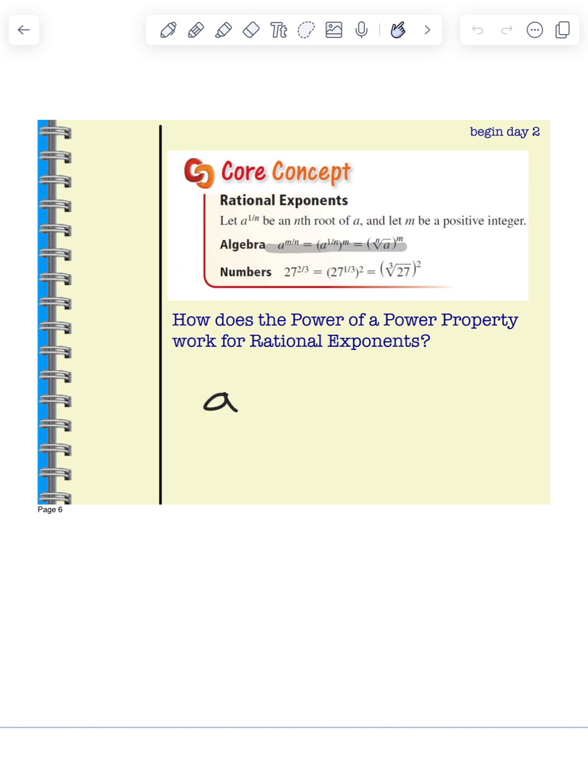If I have a to the power of m over n, n is our denominator, and that was our nth root. So we still take the nth root of a, and then it's to the power of m. So that unit fraction, 1 over n, is still our nth root. M, the numerator, would be what it multiplies by, or the power.